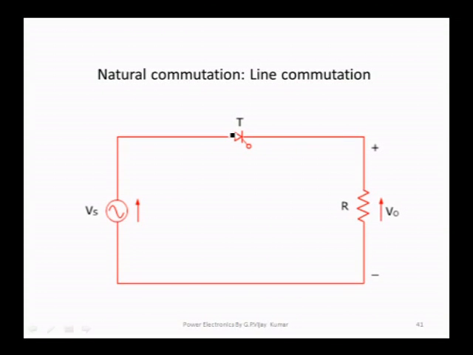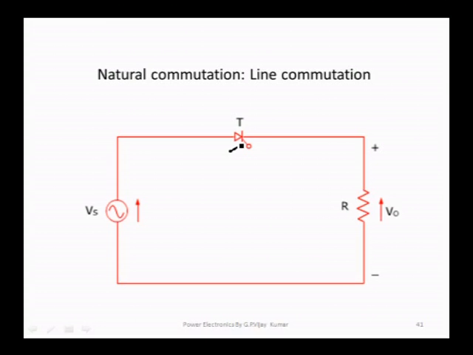The last topic in the session is natural commutation, line commutation, which you are already familiar with. Phase control rectifiers invariably use line commutation because the source supply is AC. Whenever the supply voltage is AC, naturally we have a negative half cycle. In the negative half cycle, the thyristor gets reverse biased, it is commutated and turned off. To turn off a thyristor, we have two conditions.